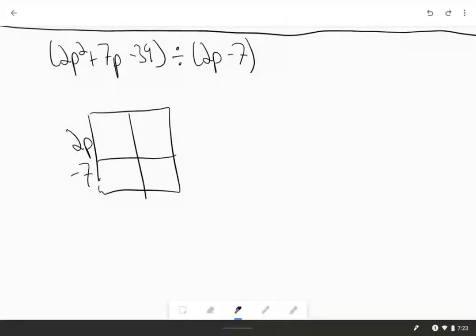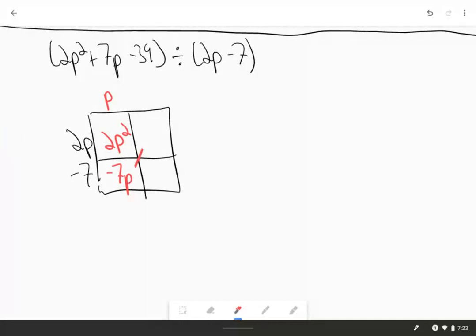Okay, same thing. Notice there's no missing exponents here, so I don't have to account for any of those. So let's go ahead and get started. So we'll put our first term here, 2p squared. So 2p times what is 2p squared? That's going to be p, right? All right, 2, and then p times p is p squared. So 2p times p is 2p squared. Negative 7 times p is negative 7p.